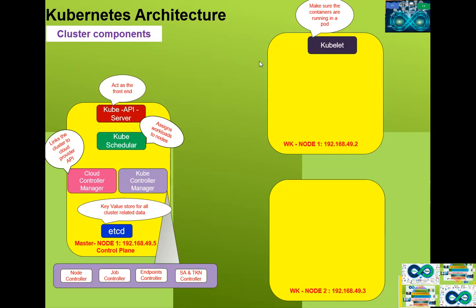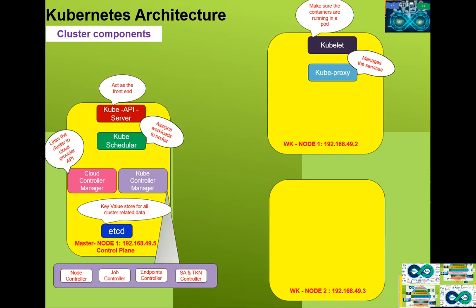So likewise, kubelet makes sure the containers are running in the pod. And kubelet is mainly on worker nodes. We don't need to have kubelet on the master node. Then the kube proxy manages the services. Kube proxy is mainly involved with the services.